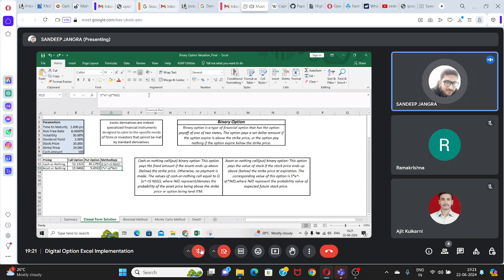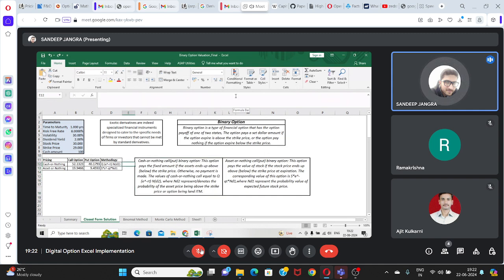Here is the closed-form solution formula, where S represents the underlying stock price, and exponential of minus qT, where q represents the dividend yield, times N(d1). So these are our basic results. Applying this methodology gives me the value of the asset-or-nothing call option. So these are the values of the cash-or-nothing and asset-or-nothing call and put options by closed-form solutions.